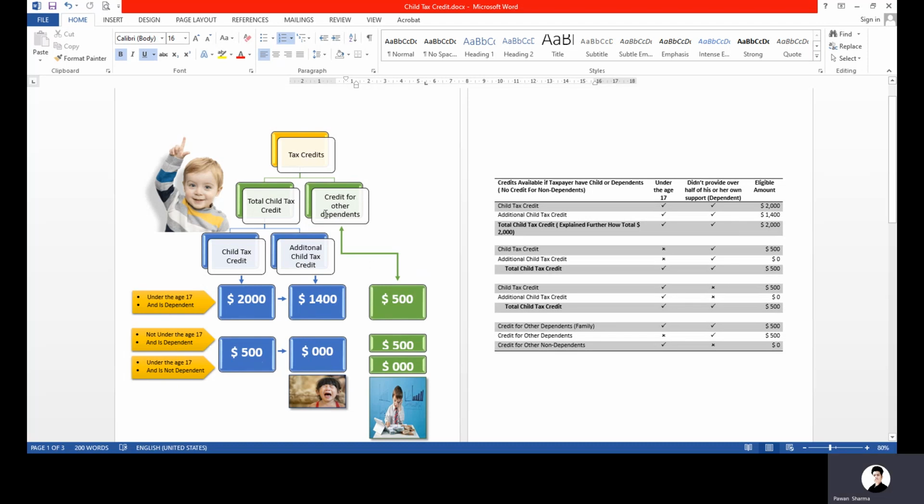Then we come to credit for other dependents. Other dependents में आगे brothers, parents, sisters, these are all our other dependents. Other dependent means they didn't provide half of their own support. That is, they are dependent. If they are dependent, they will get the $500 credit. If they are not under the age of 17 but dependent है तो 500 मिलेगा, लेकिन dependent नहीं है तो कुछ भी मिलने वाला नहीं है, because this is the credit for other dependents. Irrespective of the age, 17 साल के हो कि 22 साल के हो, if you are a dependent then you will get the $500. If you're not, then $0.